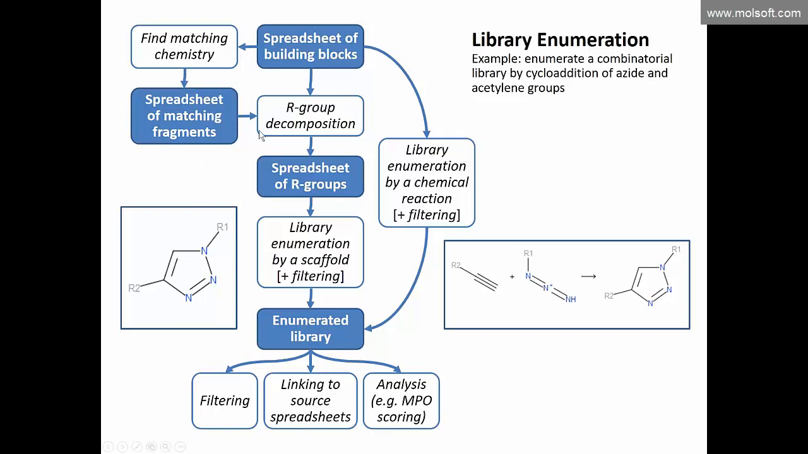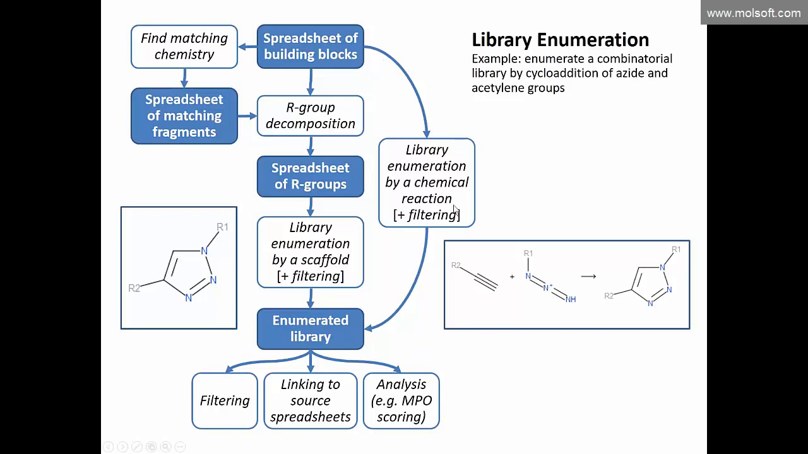In this example, we're going to go down this way, so using Markush. Then you have a spreadsheet of R groups. So we have a spreadsheet for R1 in this example, and a spreadsheet of R groups for R2. And then we enumerate this library using this Markush scaffold, and we have the library.